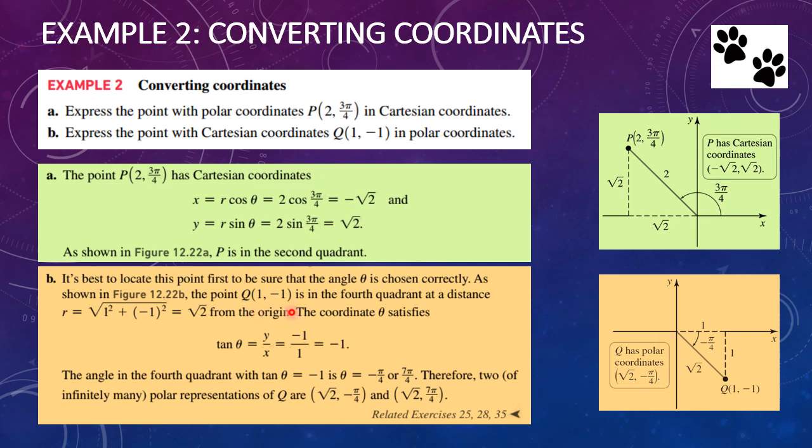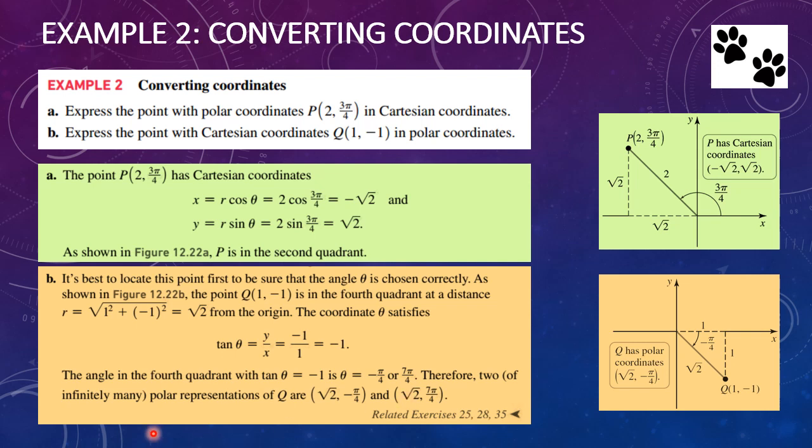The point Q (1, negative 1) is in the fourth quadrant at a distance of r equals the square root of 1 squared plus negative 1 squared, which equals the square root of 2, which you can see here marked on the graph. The coordinate theta satisfies the equation tangent theta equals y over x, which is negative 1 over 1. The angle in the fourth quadrant, for which tangent theta equals negative 1, is theta equals negative pi over 4, or stated in a positive way, 7 pi over 4.